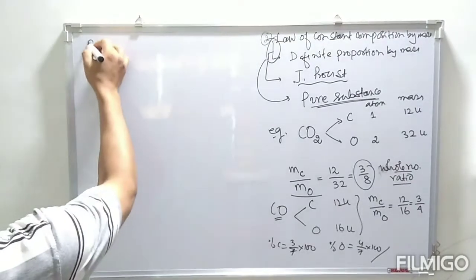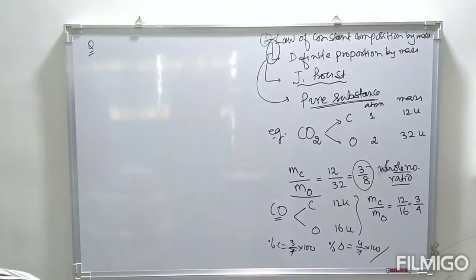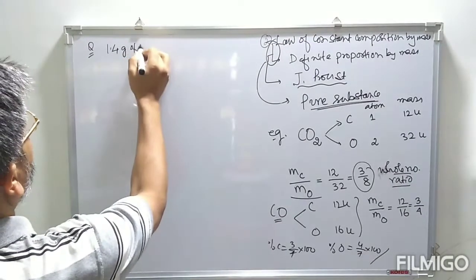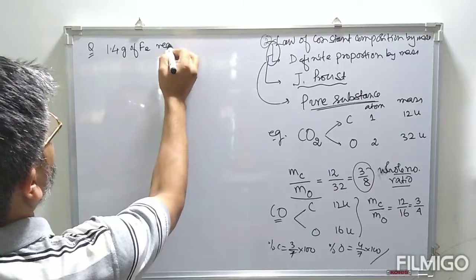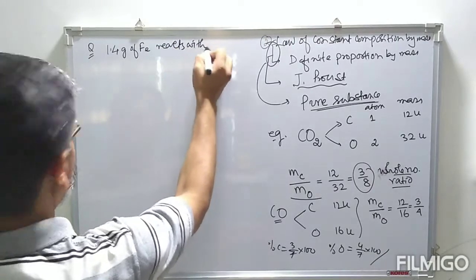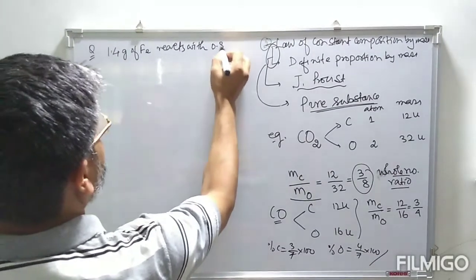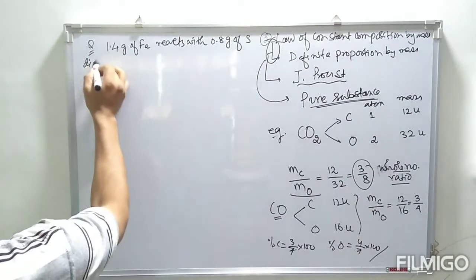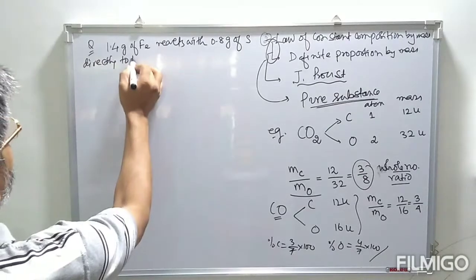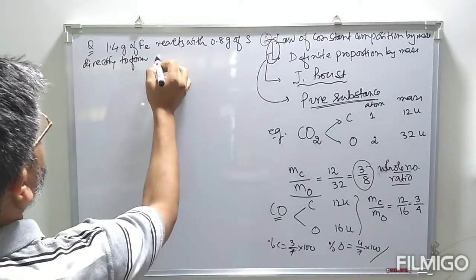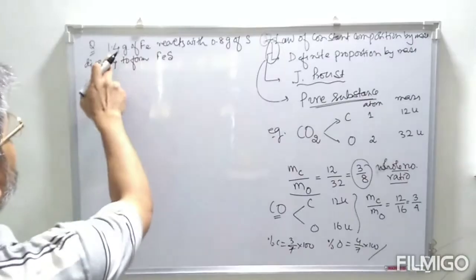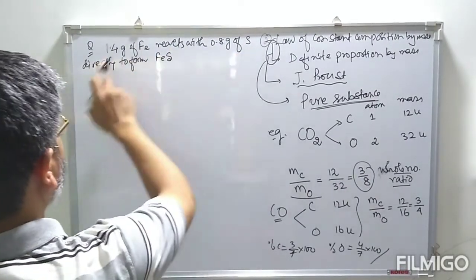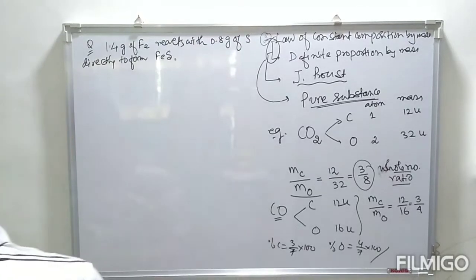Let me explain by use of this question. 1.4 gram of iron reacts with 0.8 gram of sulfur directly to form iron sulfide, FeS. So 1.4 gram of iron combines with 0.8 gram of sulfur directly to form FeS, iron sulfide.